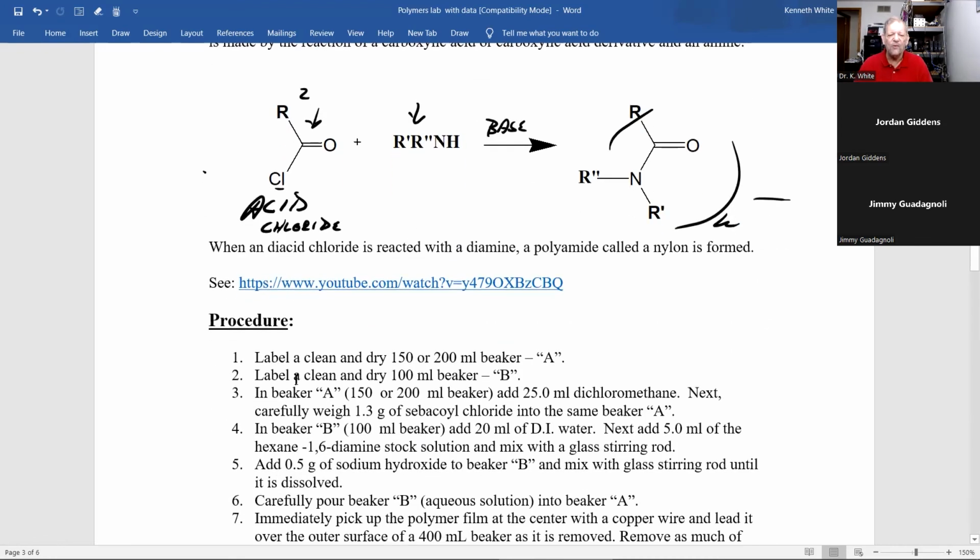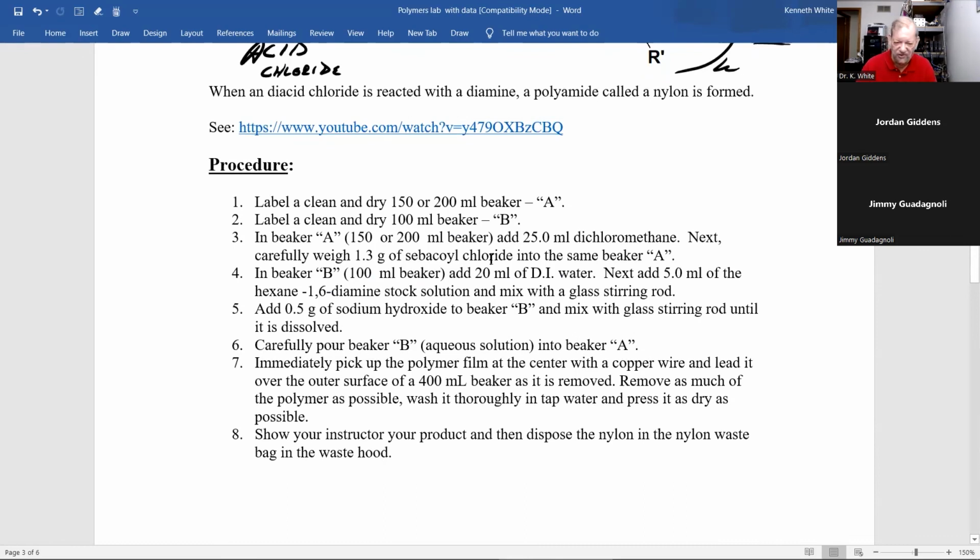And here, the way we do it, if we were in the lab, you take a beaker with label A, another beaker label B. In beaker A, you put solvent dichloromethane, then you add the acid chloride, which is acetyl chloride. In beaker B, you put some water and you add the diamine, hexane diamine, and you also add a little base because that sodium hydroxide will scavenge and neutralize the HCl you make in this reaction. You don't want that reacting with your amine.